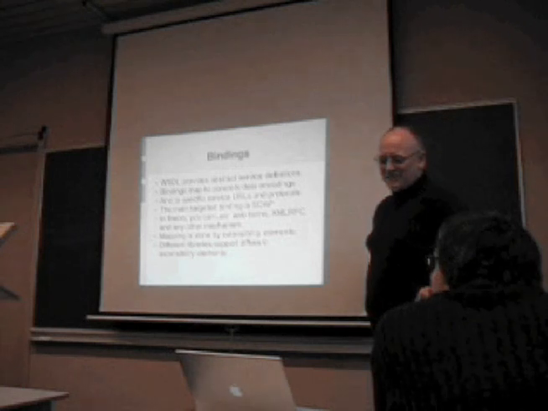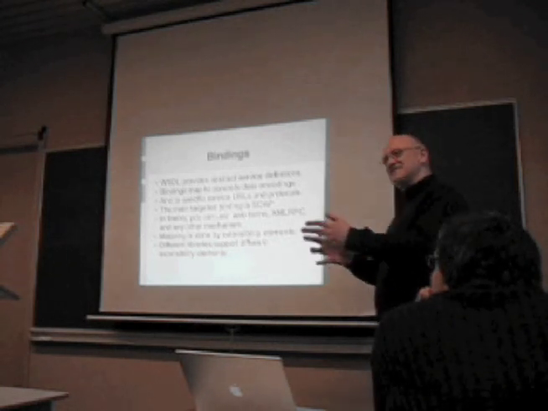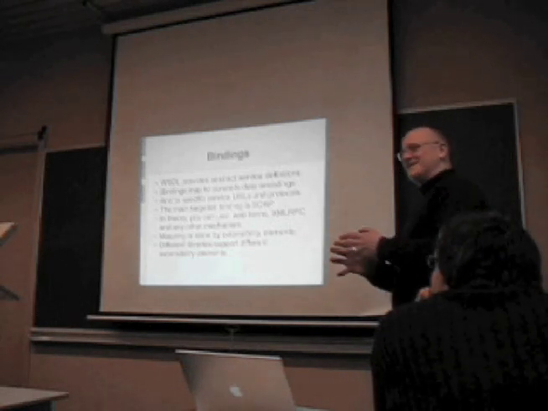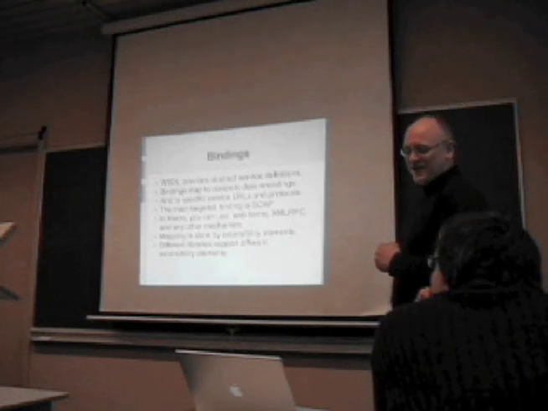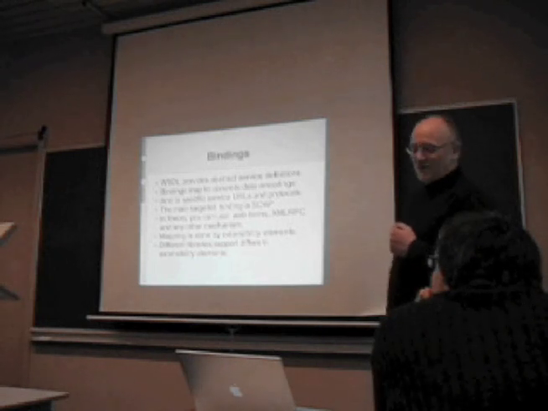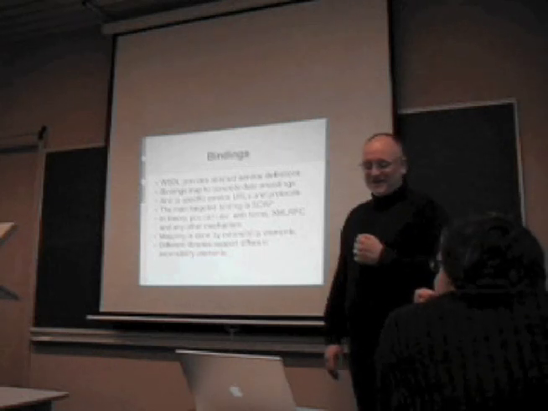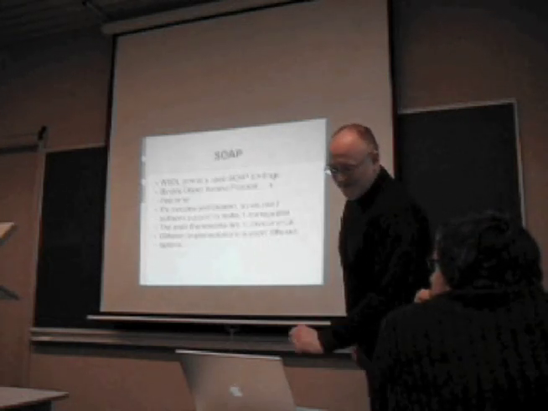The mapping in web services is done by extensibility elements, which are chunks of XML that sit inside other parts of the XML and say, right, this bit is going to be handled by a particular extensibility mechanism. And all the different libraries and frameworks that support web services tend to support different subsets of the available extensibility elements, so they're all incompatible.